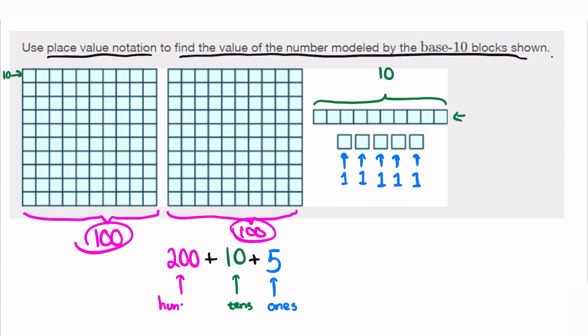And therefore, we can add these numbers up to get our final number, which is 215. And that is the value of the number modeled by the base 10 blocks shown.